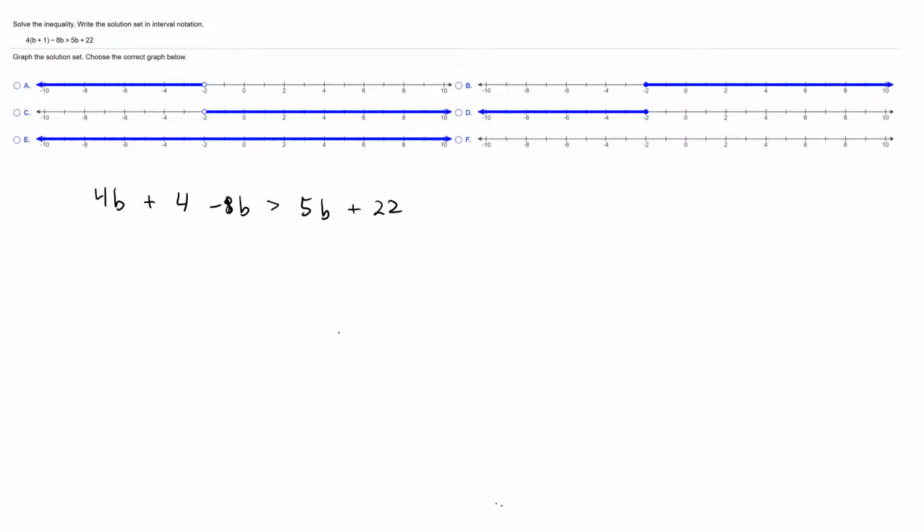On the left side, I see a 4b and a negative 8b, so I can combine those. That would be negative 4b plus 4 greater than 5b plus 22.